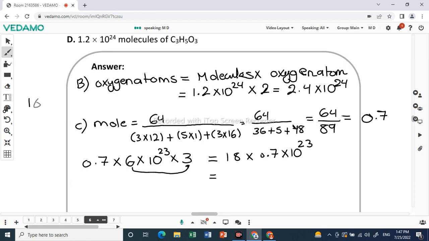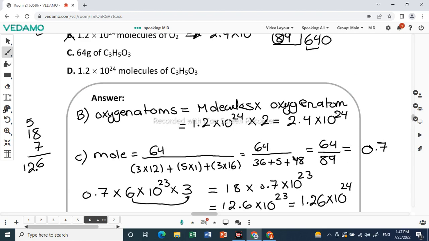So it's right here. 7 times 8, so it's a 56, and you've got a 5. 7 and 5, it's a 12. Then you are going to add the decimal. So your final answer is 12.6 times 10 to the power of 23. In scientific notation, it is 1.26 times 10 to the power of 24. So I'm going to take my final answer and put it beside the C.